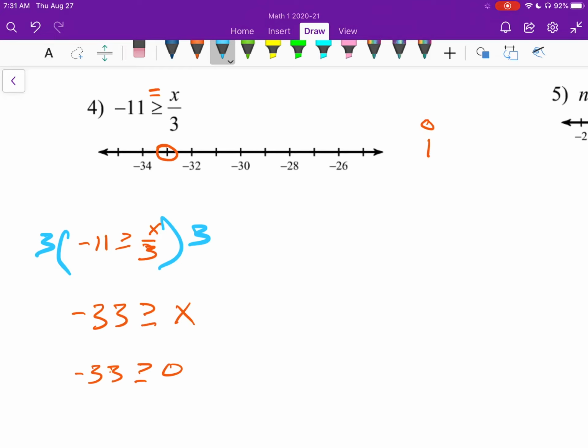And just a side note, I'm sure whenever we were in elementary school, you guys learned that the alligator eats the bigger number. That's still true here, right? The alligator here would want to eat the bigger number. He wouldn't want a small meal, he'd want a big meal. Negative 33 is a much smaller meal than 0, right? So this is not true, so we're going to shade away from 0.